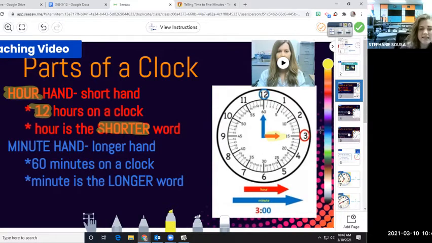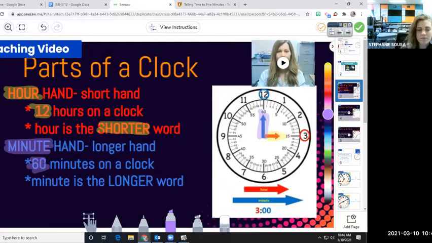Our minute hand is our longer hand. Minute is a longer word than hour, and it gets a longer hand. Also, there are 60 minutes on a clock, and that is longer than 12, or a greater number than 12, okay? Hour hand, short. Minute hand, long.